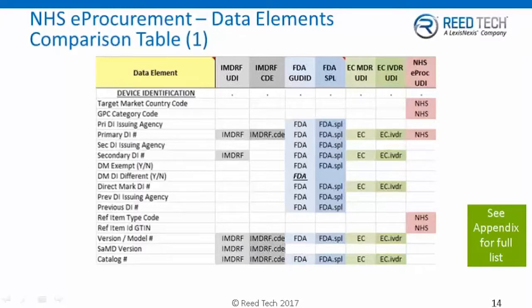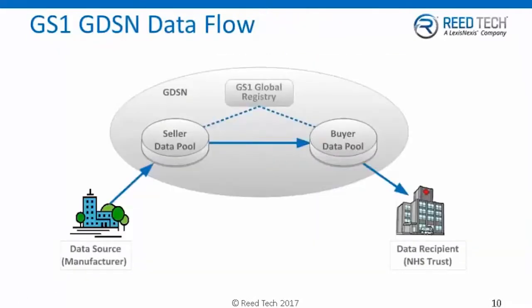John, next question goes to you. Is there a possibility for manufacturers of a small number of devices to submit their data directly to the NHS via web like it is possible with GUDID? At this time, unfortunately not. There is no direct interface where someone can enter information provided to the NHS. All data for the eProcurement program must be transmitted through GDSN, so through a data pool. There's no other way to get the information there.